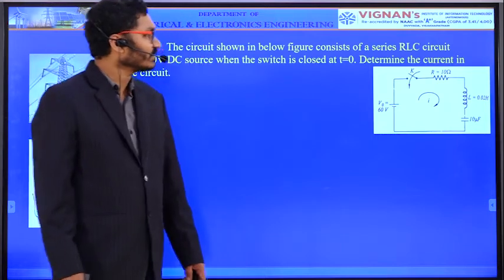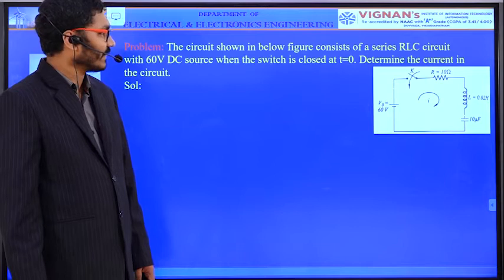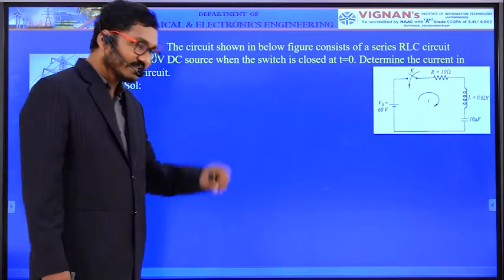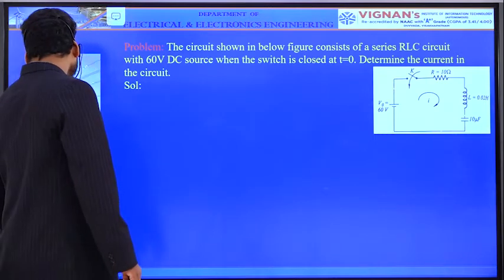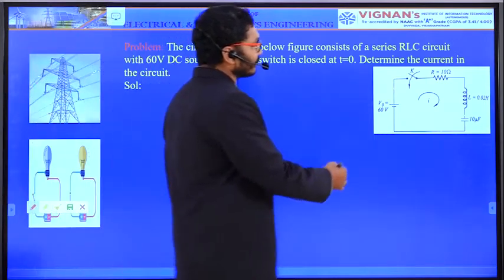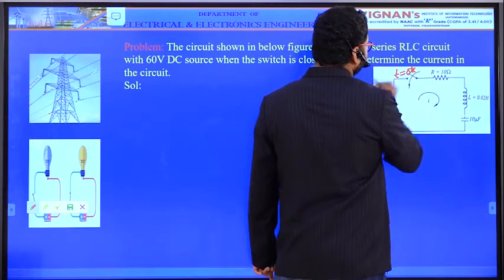R is 10 ohms, L is 0.02 henry, and capacitance is 10 microfarad. Okay, how will we solve this? First, you have to find the initial values. How will we find the initial values? At t equals 0 the switch K is closing.